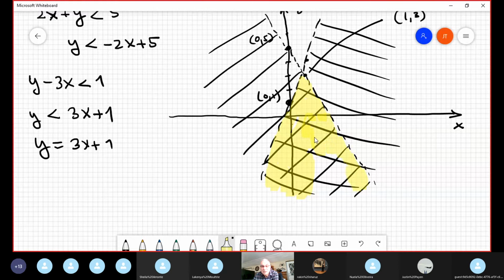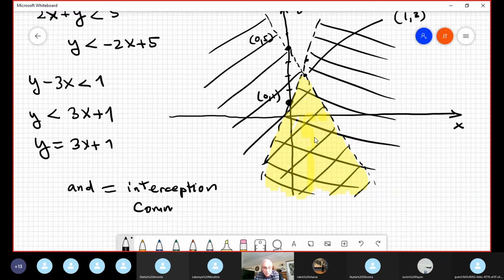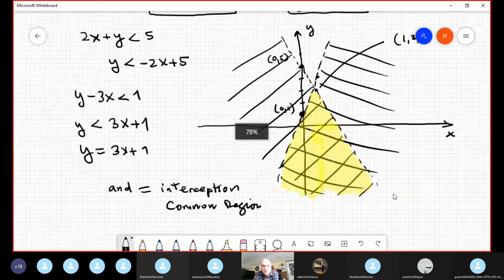Look at that. When it's "and", it's intersection. You need to know that "and" is equivalent to intersection. Intersection is equivalent to saying common region. So the region above and the region above, we have two regions that overlap. Make sense? Confusing? Clear?